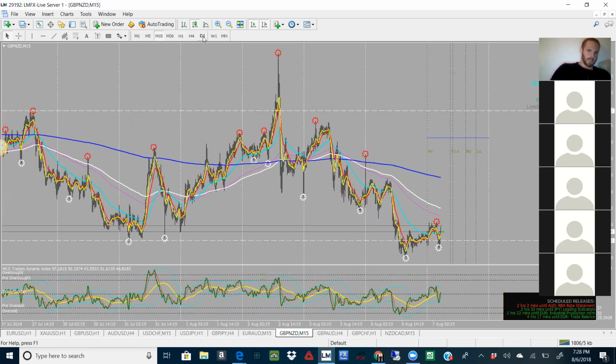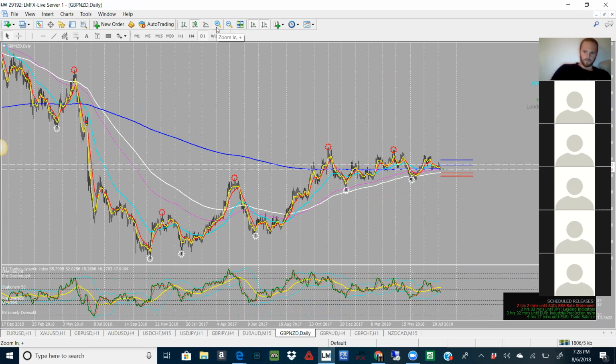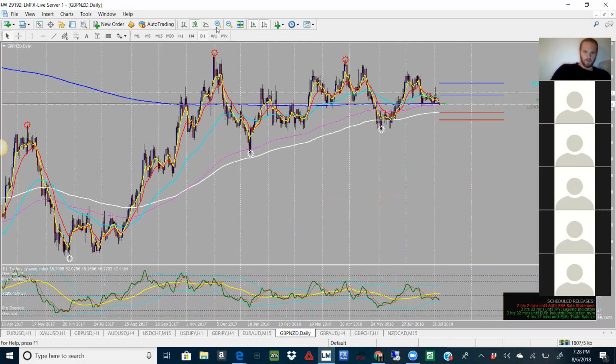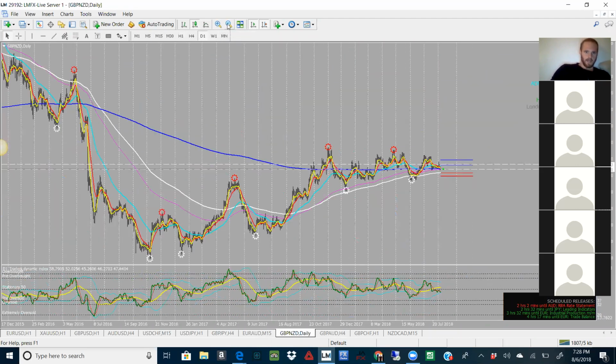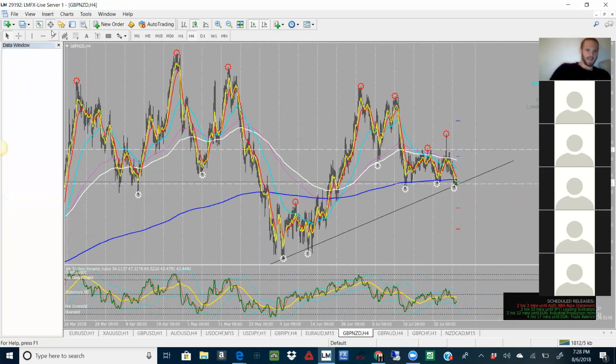GBP NZD. I don't like this pair. I really don't. Does anybody here like this pair? Could you please be honest with me? Besides Greg? No. Good. Because Greg is the only person on here that likes it, and I don't know why.